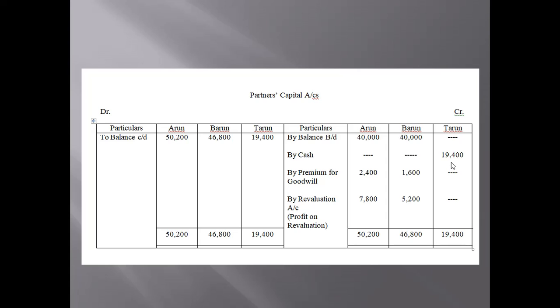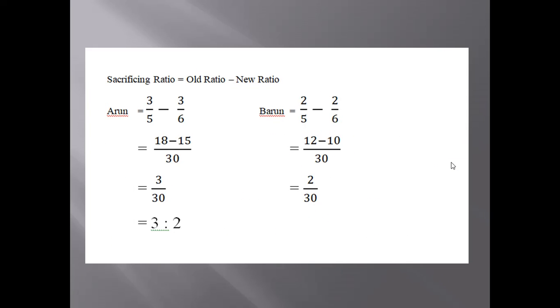3 is to 2 is to 1, which means Arun is to Barun is to Tarun. So Tarun is a new partner, and Tarun is supposed to bring in the premium for goodwill. Tarun's share of goodwill will be how much? 24,000 into 1 by 6, that is 3 plus 2 plus 1. How much is it coming? 4,000. Yes, that 4,000 is to be shared between Arun and Barun as per their sacrificing ratio.